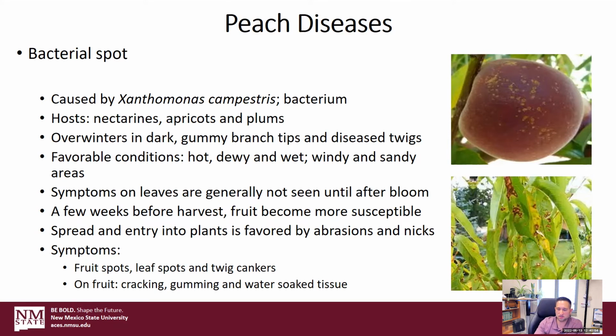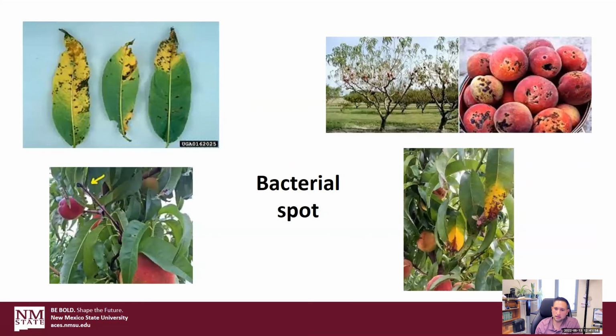Some of the symptoms that you can see, like on this picture here, are fruit spots. You can see twig cankers. You can see leaf spots. On the fruit, sometimes it cracks. There's gumming, and then the water-soaked tissue as well. And here are just more examples of bacterial spot.